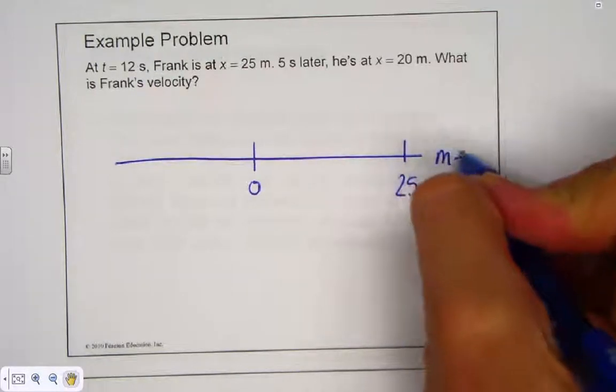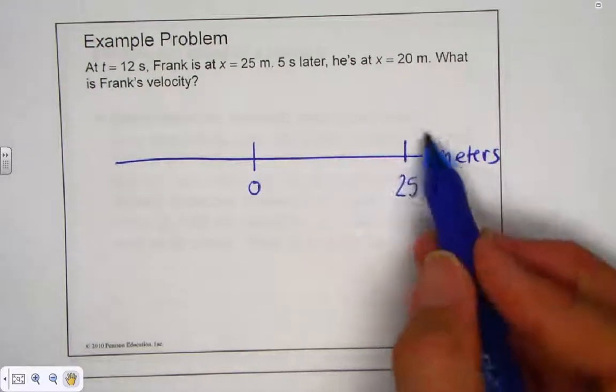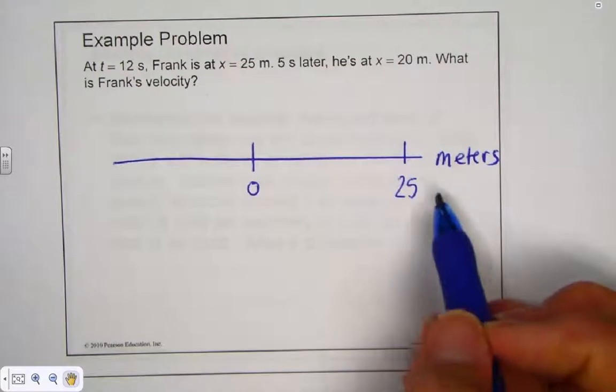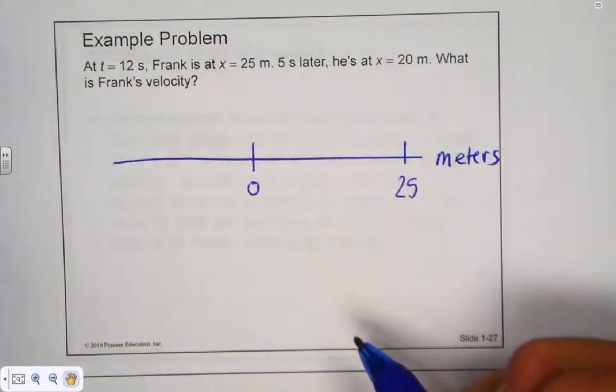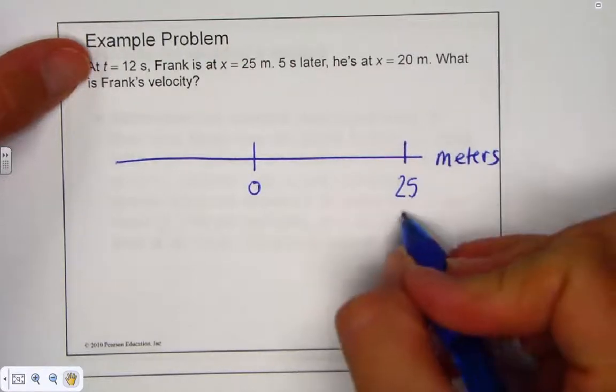25 meters could be represented by putting down on the x-axis here 25 units, and it's not important to put a line for each 25 hash ticks, but we could just say right here represents 25 meters, and that's at time equal 12 seconds.